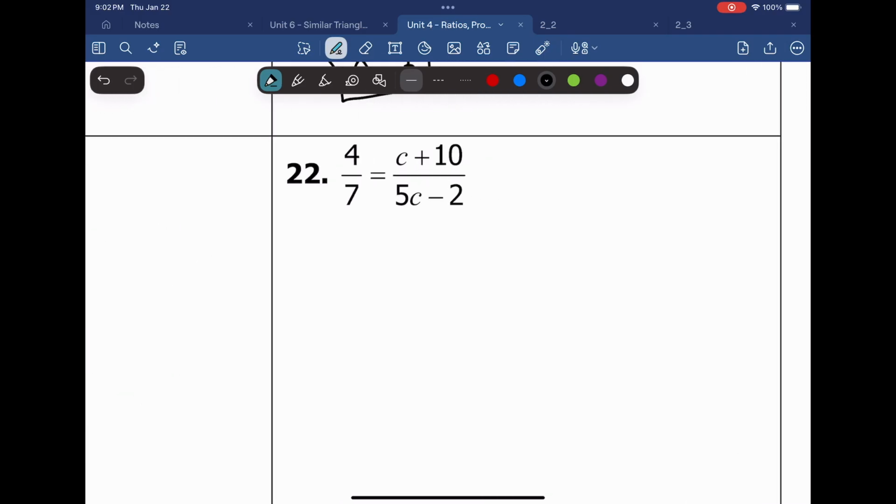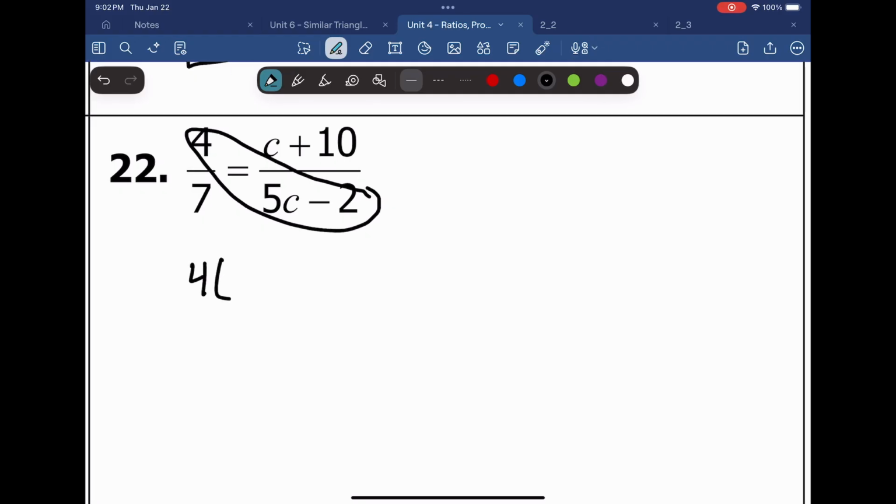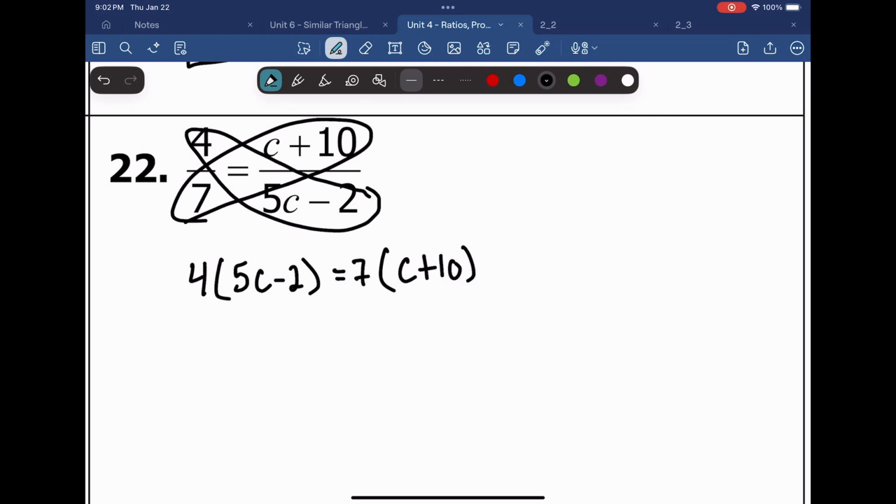Last one. A little bit different. Both of your binomials, both of your expressions are on the same side. It doesn't change anything. It's still 4 times the quantity 5c minus 2, and it is still 7 times the quantity c plus 10. So you end up with 20c minus, oh, no, see, I distributed here, and I didn't distribute it here.